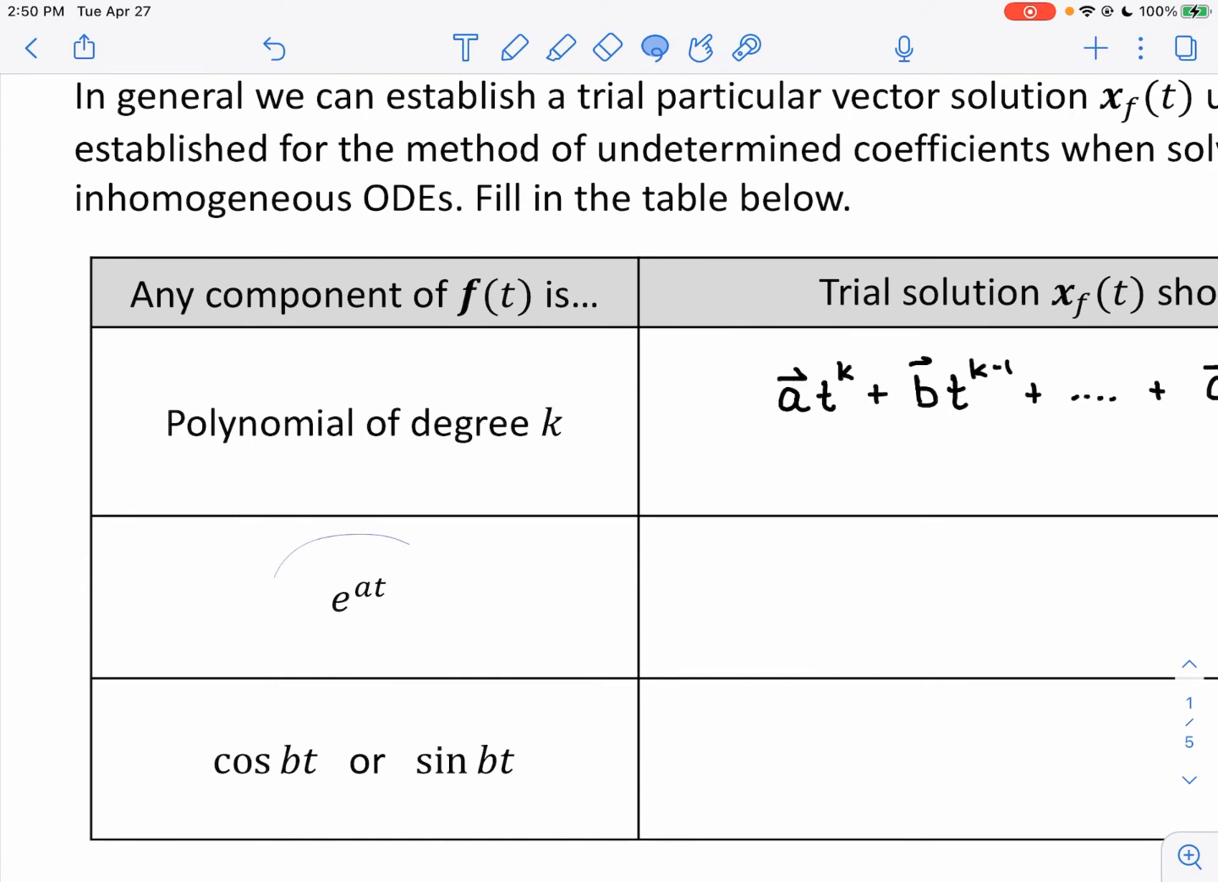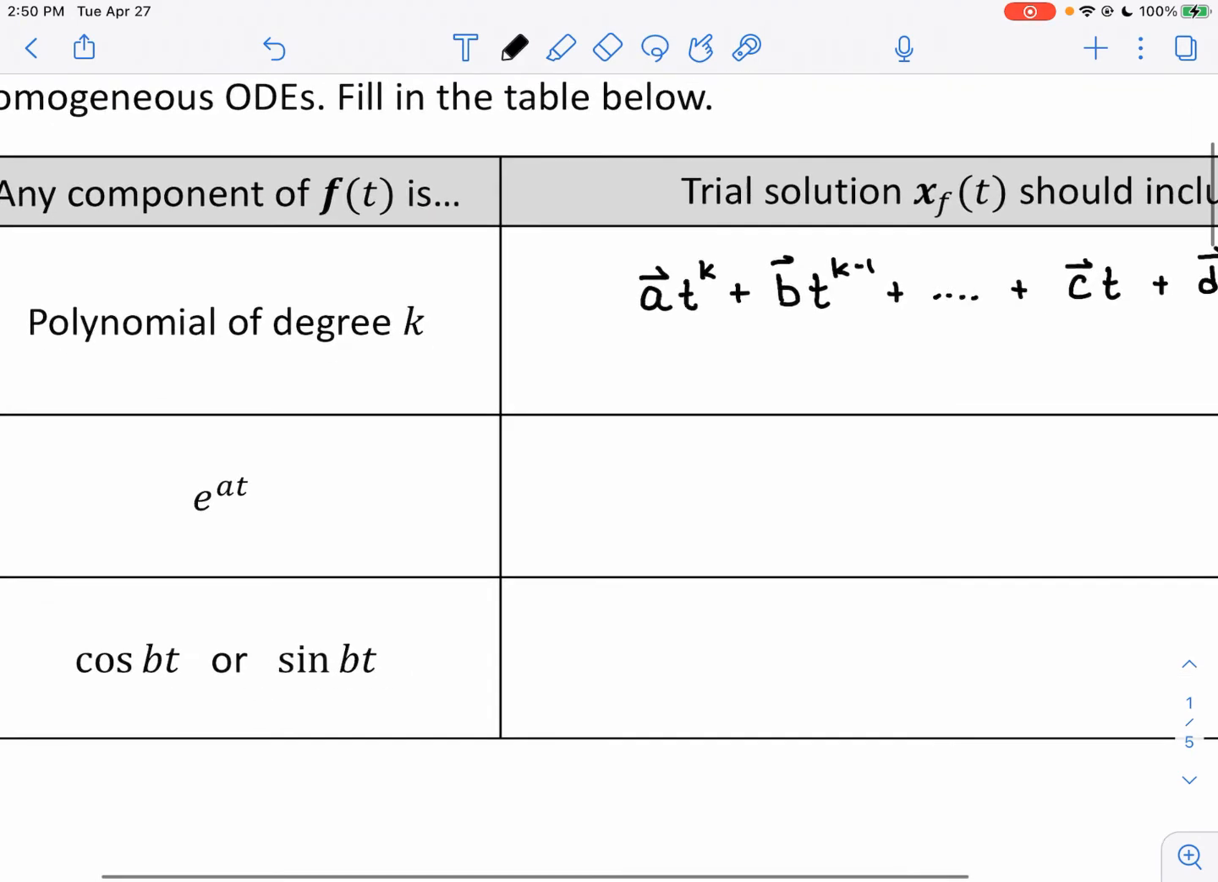If any component of it is e to the at, then your trial solution should include some vector constant coefficient times e to the at. Now this a and this a are not the same thing. This is a vector a, this is a different a, not related, not referring to the same thing.